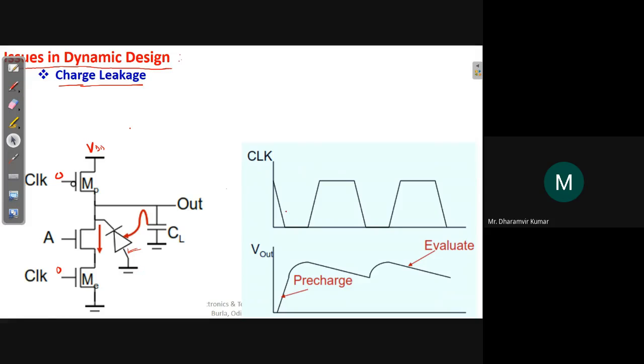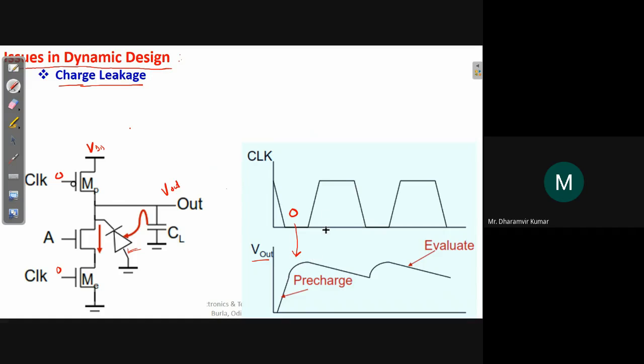Look at this. Here, when the clock is 0, this is the pre-charge phase. In pre-charge, what happens? The output voltage, which is the voltage across CL, rises because it is connected to VDD directly, because this is on, and it goes to its maximum value.